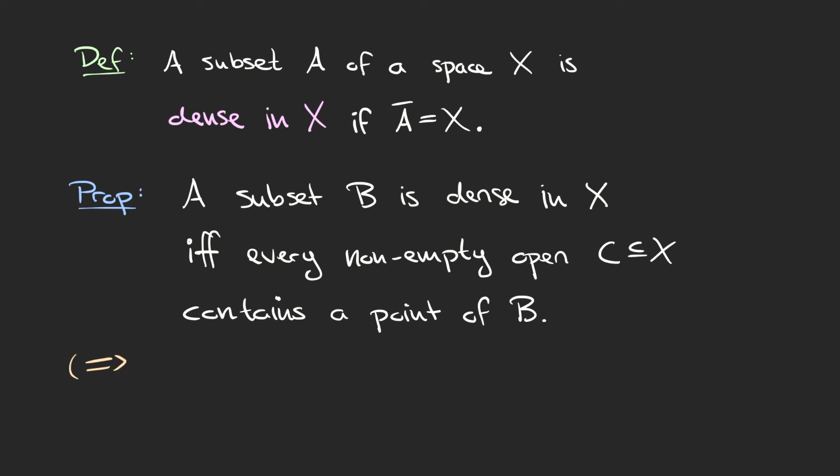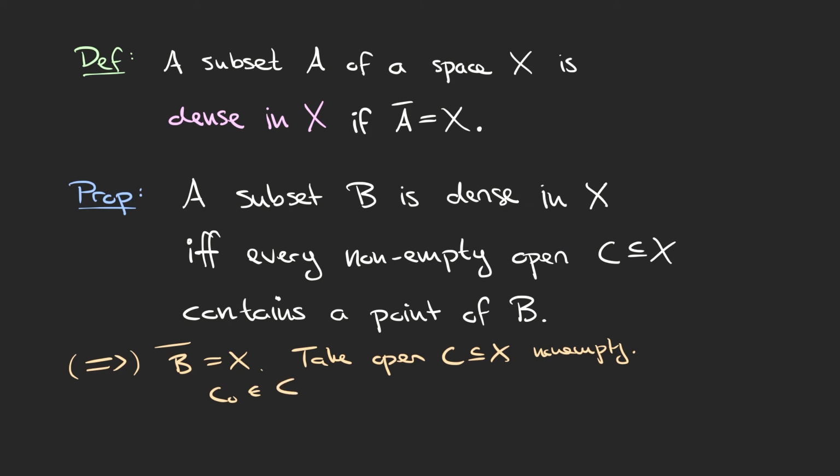So for the direction left to right, if B is dense in X, then by definition the closure of B is equal to X. So now take an open subset C of X that's non-empty. Well, then C is some neighborhood of a point in C. So for example, we could say C0 is an element of C, and C is now a neighborhood of this point C0.